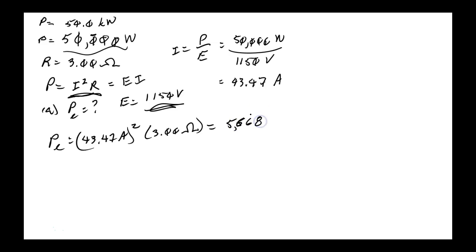Now, we don't need that many digits. We only had 3 here, 3 here, 3 here. So let's go 1, 2, 3 digits. Look to the right. Greater than 5. So let's call that 5,670 watts. Whoa, that's a big number. Okay, now they rounded more than we did. Shame on them. Yeah, they rounded to 43.5. I don't like to round till your final answer.